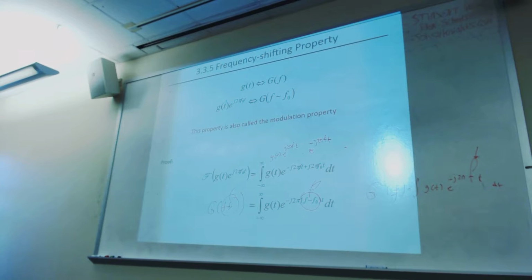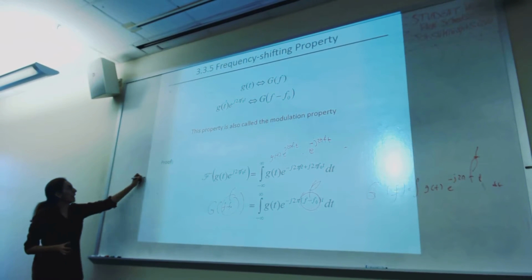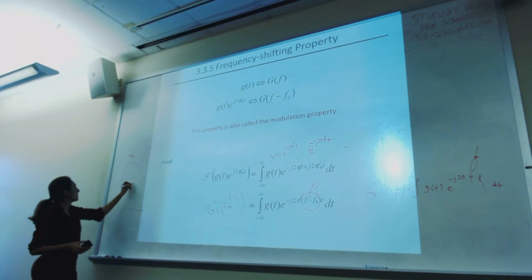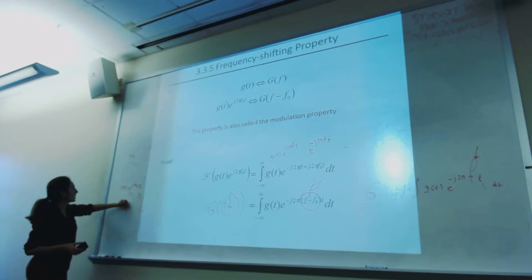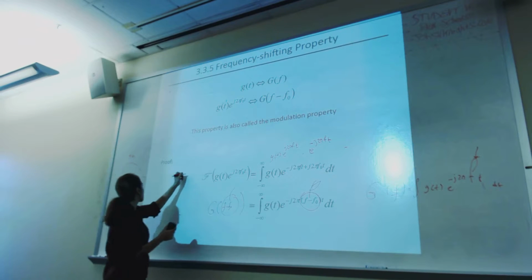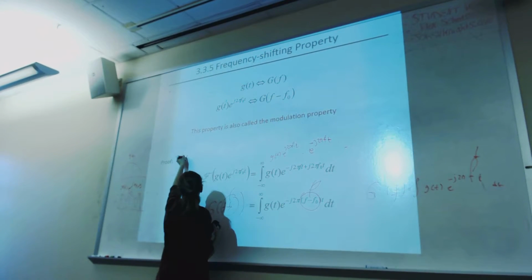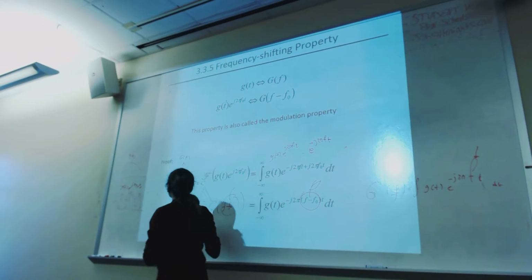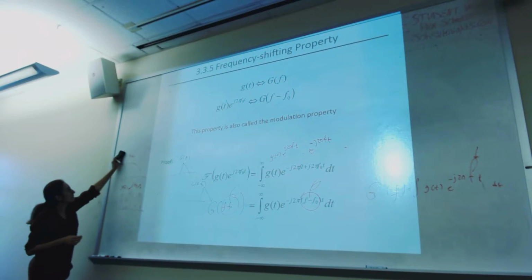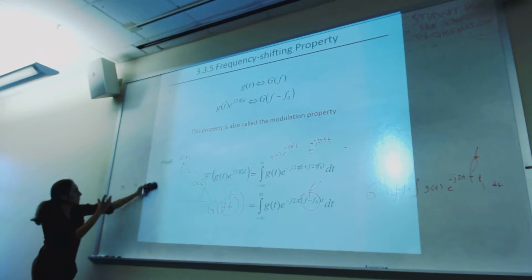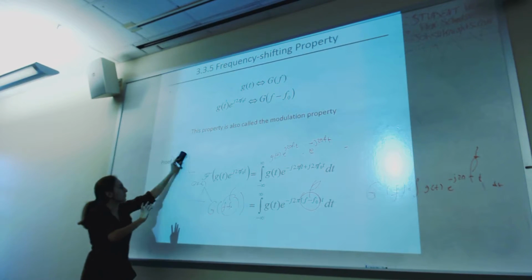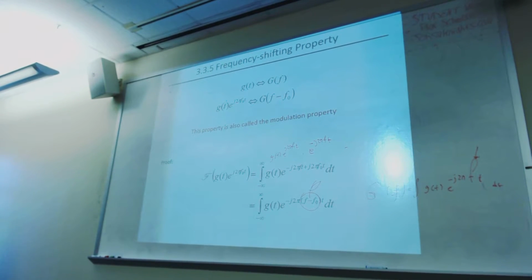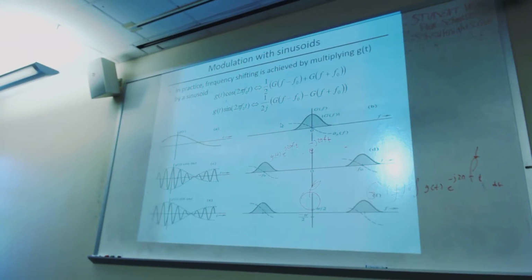Okay, so hold on. Yes, so now what it said is, if you had some g of t and you multiply it by some exponential term, so you change it in the time, then what happens in the frequency? If this was G of f, now you have G of f minus f naught. So multiplication by an exponential term in the time is shifting in the frequency. And actually, this is the basis for a lot of communication systems that we're going to see. That's why we call it the modulation property. We're going to see how it's related to any system.